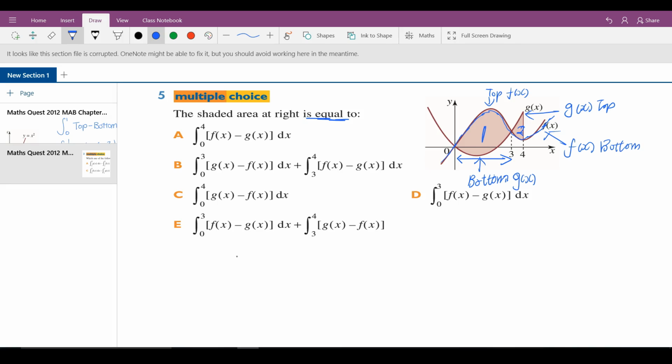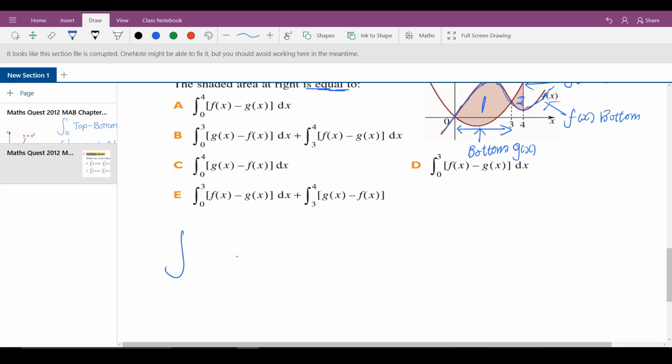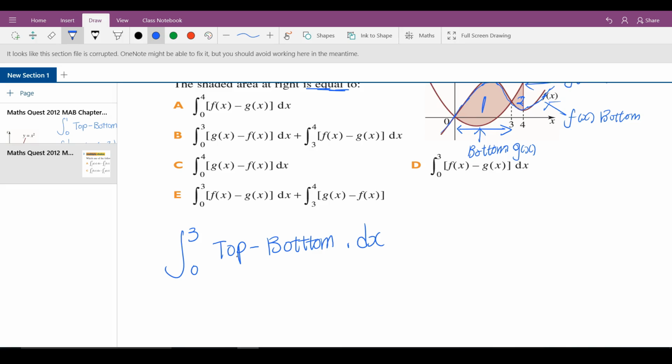So there's two particular sections here. Let's go to section 1 first. It should be from 0 to 3, top minus bottom, integrated with respect to x. Then we plus another area, from 3 to 4, and it's always top minus bottom again, and then integrate with respect to x.